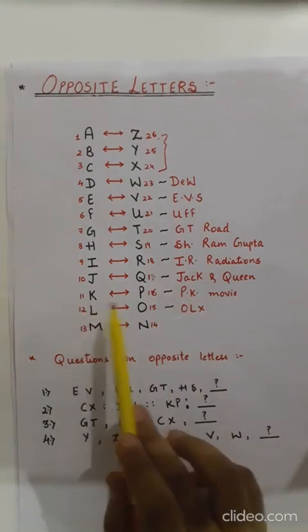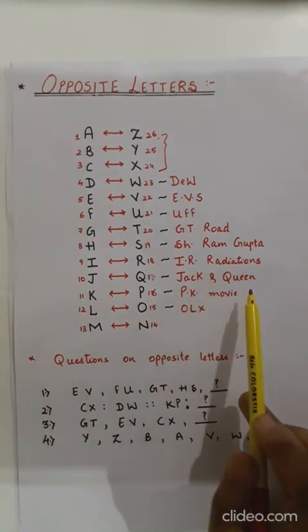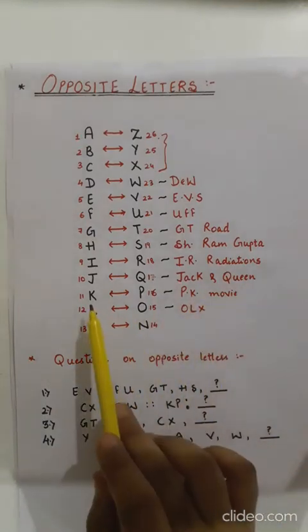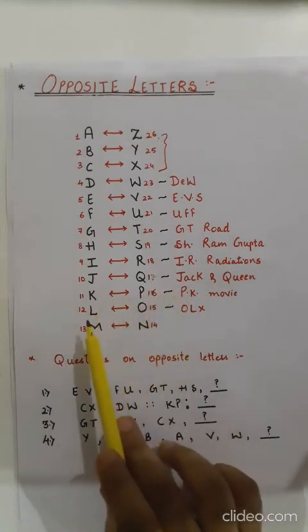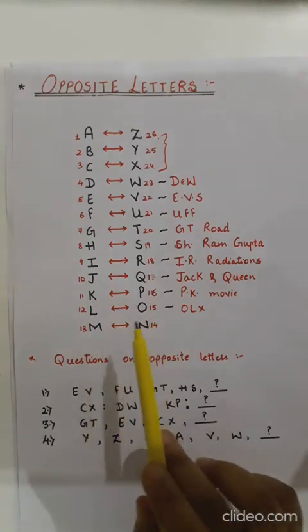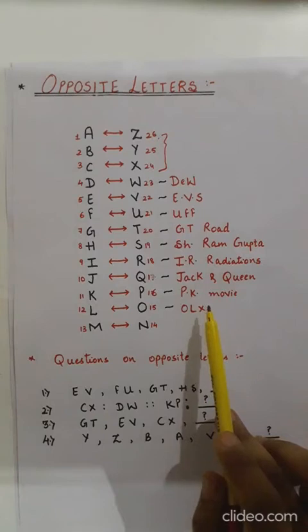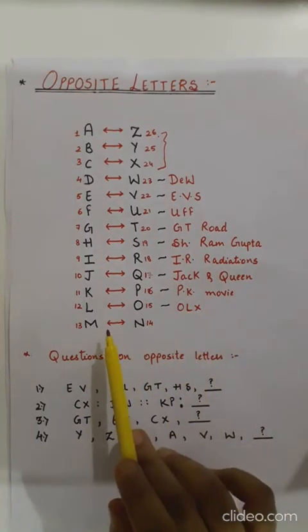Next is JQ. We can learn it as Jack and Queen. In playing cards, there are 2 cards named Jack and Queen. So the opposite of J is Q and Q is J. Next is K, the opposite of K is P and P is K. So we can learn it as Aamir Khan's movie PK. So it will become easy for you. It's just a funny trick.